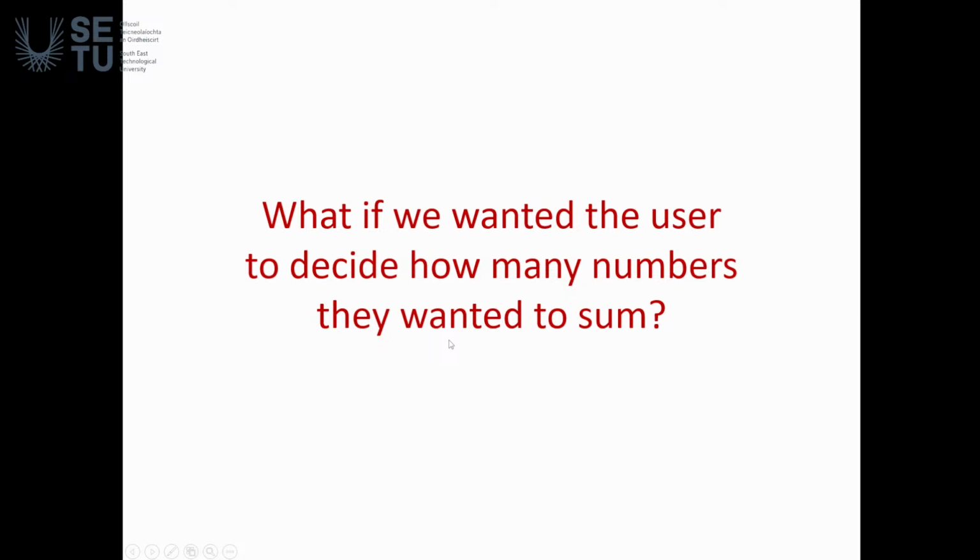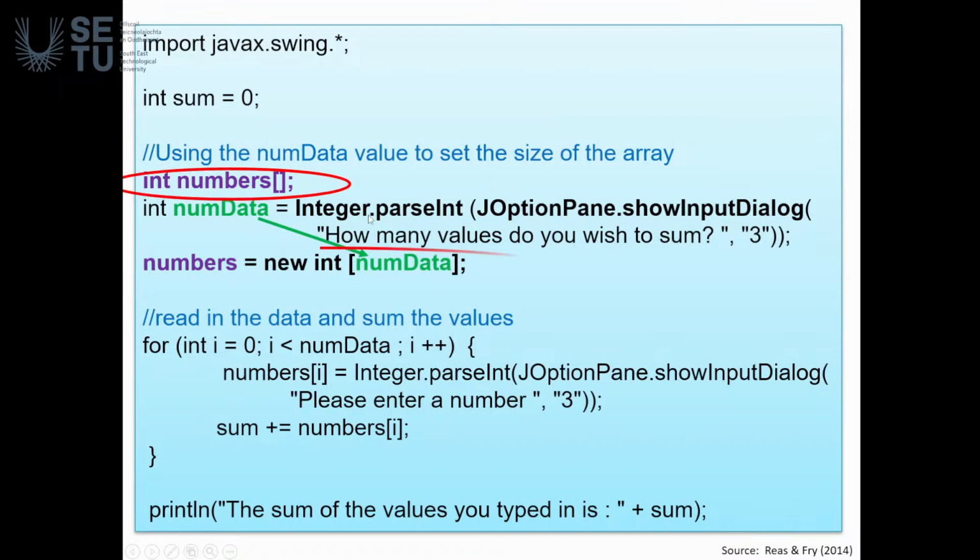Okay. What if we wanted the user to decide how many numbers they wanted to sum? Okay. So again, we can ask the user to enter it in. So we're using our JOptionPane. They're going to enter in a value. Remember, with our JOptionPane, it returns a string. We're taking that string and we're parsing it to an int. And then we're storing that int in numData. So now the two steps make sense.